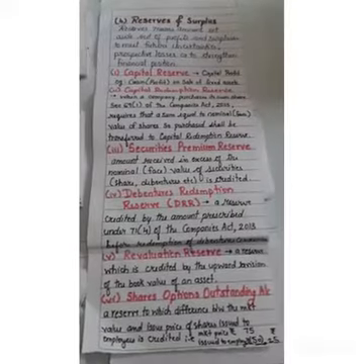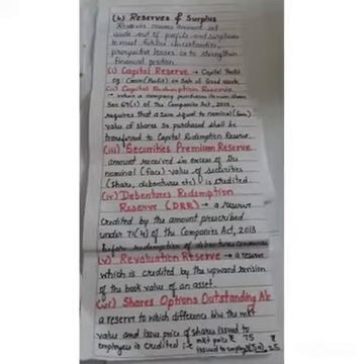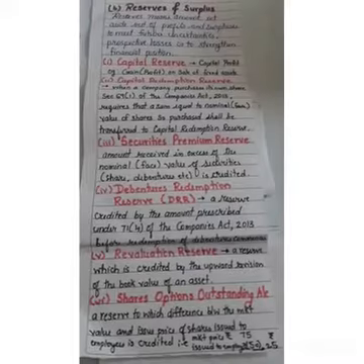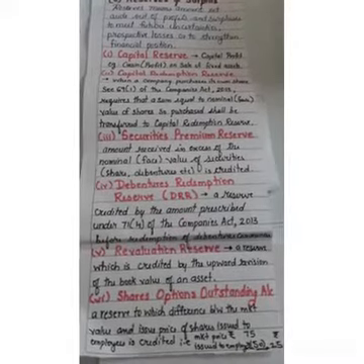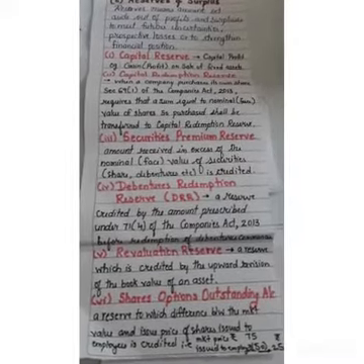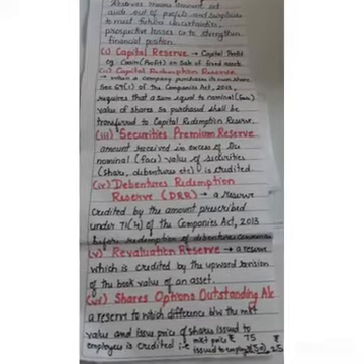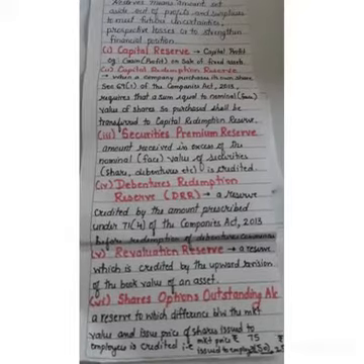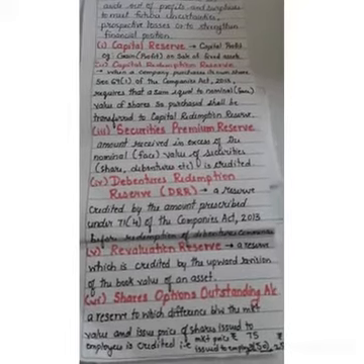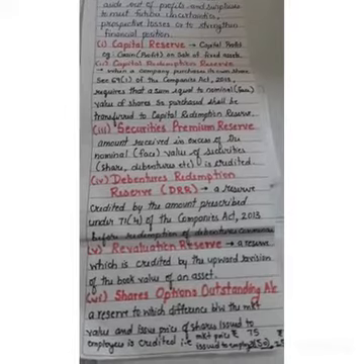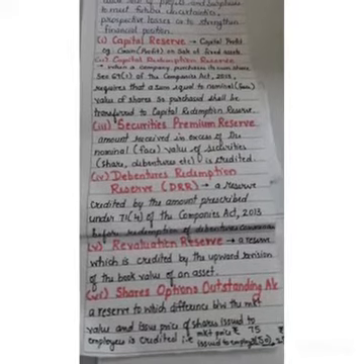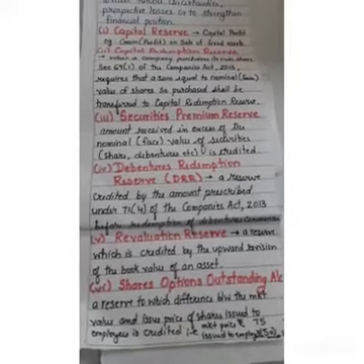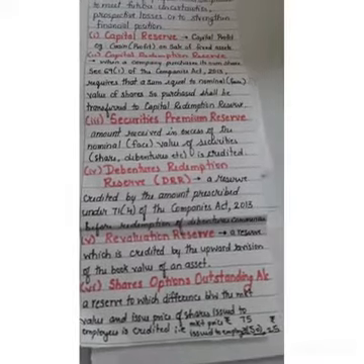Next is reserves and surplus, which is also a subhead related to shareholders fund. Reserve means amount set aside out of profits and surpluses to meet future uncertainties, prospective losses, or to strengthen financial position. Some of the examples related to reserves are capital reserve, capital redemption reserve, securities premium reserve, debenture redemption reserve, revaluation reserve, share option outstanding account.